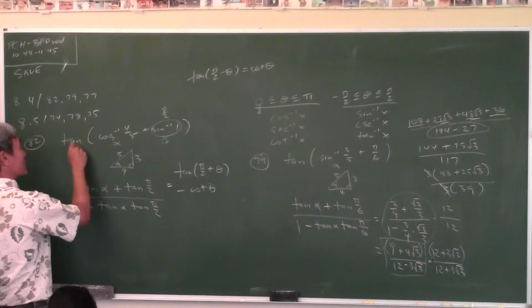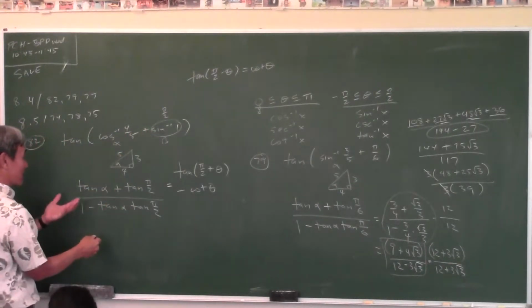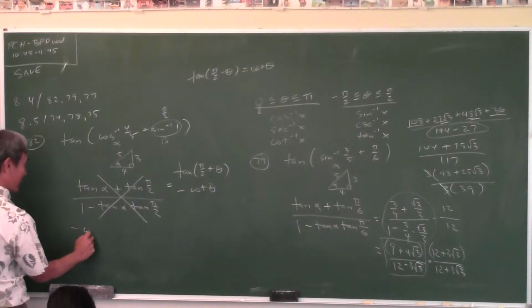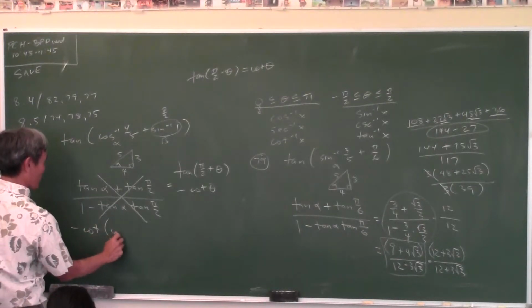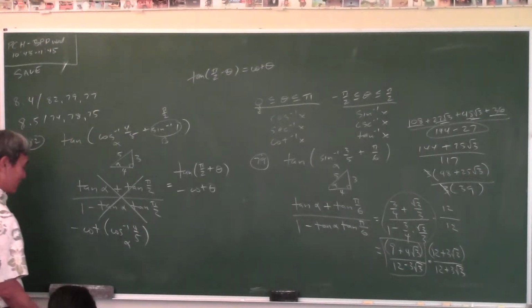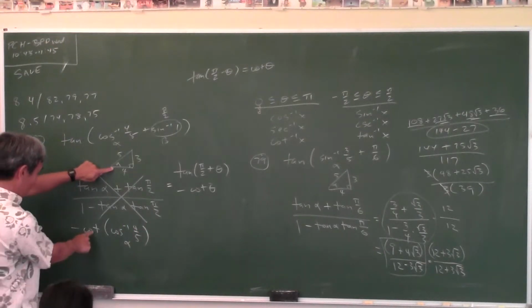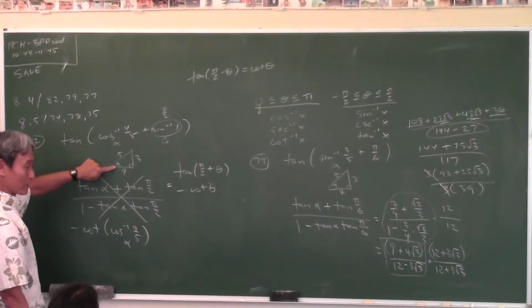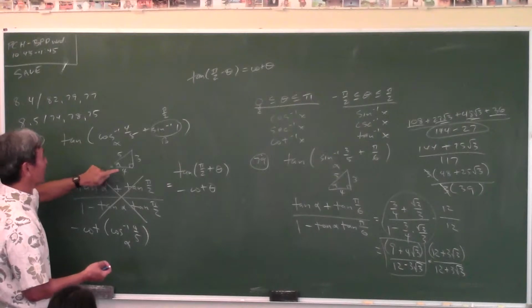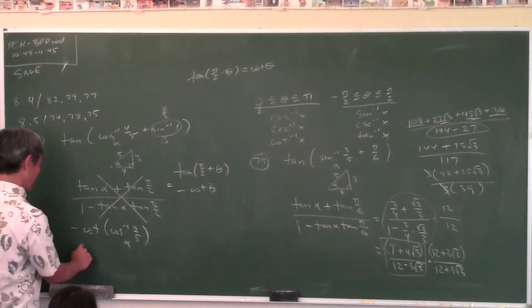But what is the tangent of pi over 2 plus theta? You cannot do it the other way because tangent of pi over 2 is undefined. It's negative cotangent of cosine inverse 4/5. So this is an angle that I just drew right here. What's the cotangent of this angle? Well, if the tangent of it is 3/4, the cotangent is 4/3, but then you got a negative, so negative 4/3.